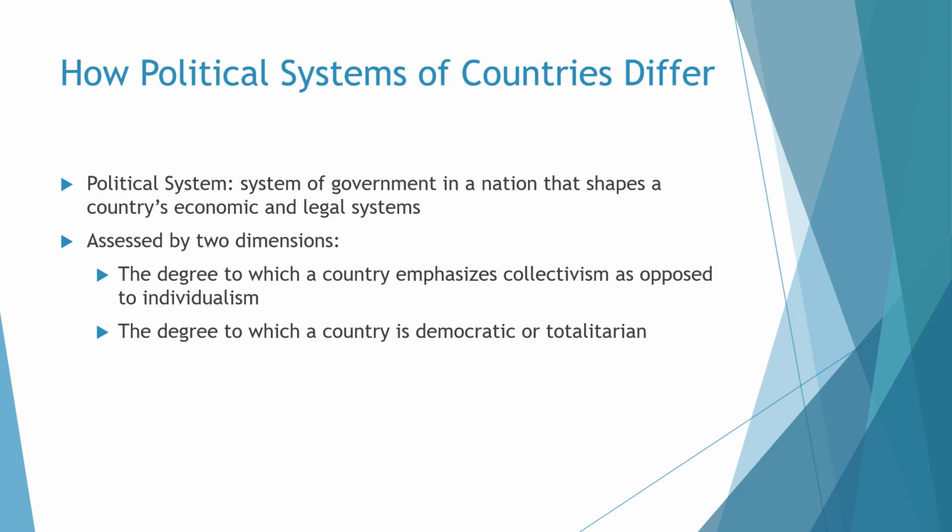Next is the topic of how political systems of countries differ. A political system is defined as a system of government in a nation that shapes a country's economic and legal systems. It's assessed by two factors: the degree to which a country emphasizes collectivism as opposed to individualism, and the degree to which a country is democratic or totalitarian.